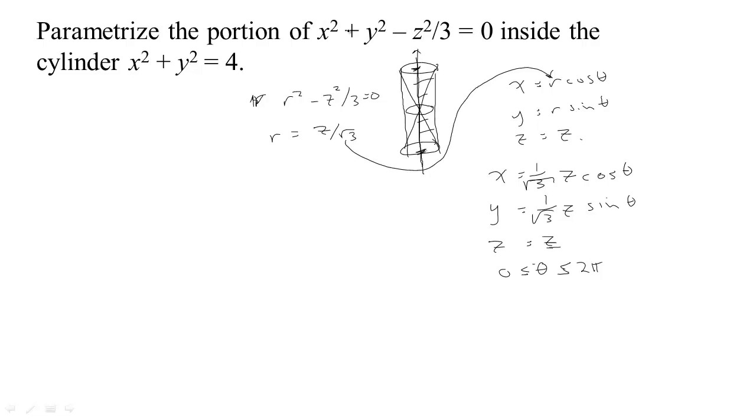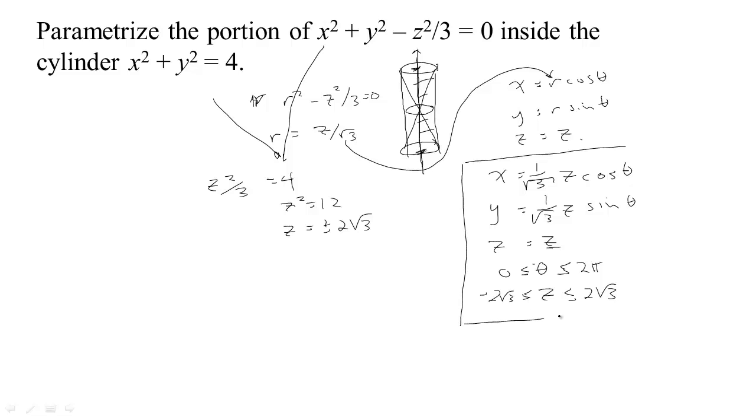Well, if x squared plus y squared equals 4, that says that z squared over 3 equals 4 from this equation and this equation together. So that says z squared equals 12, so z equals plus or minus 2 root 3. So I've got where the cone goes outside of the cylinder, that occurs when z is either negative 2 root 3 or positive 2 root 3. So now we have our location x, y, and z given in terms of two parameters, theta and z.